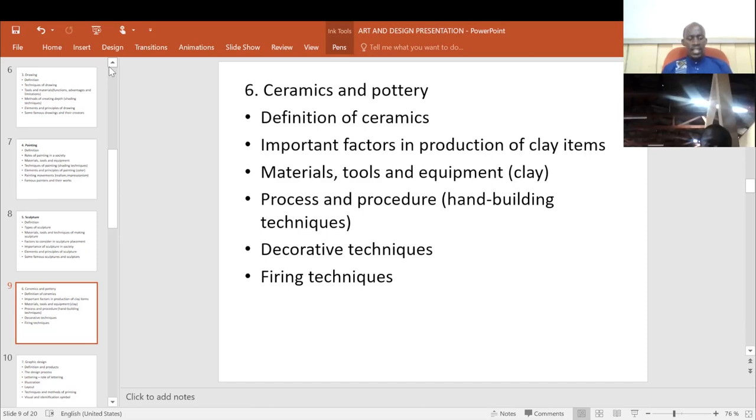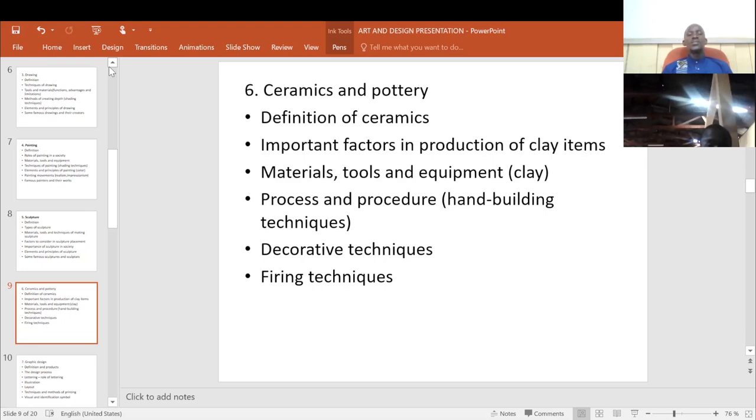Let them also understand the classification of clay. We can classify clay as primary or secondary, or sedimentary and residual clays. Let the learners also understand clearly the chronological process of clay preparation, the stages involved in the preparation of clay as a material used in ceramics and pottery. Then, the process and procedure. Just like sculpture, when handling clay to create a ceramic, there are processes and procedures used in creation of the artwork. So what are these processes and procedures?